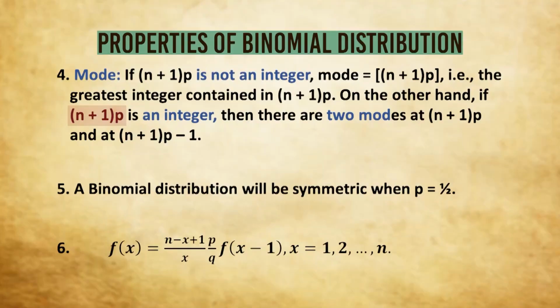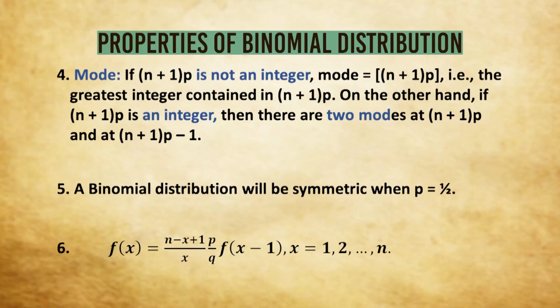The second situation is what? n plus 1 into p is an integer. So in this situation, there will be two modes. That means at two values of x, the probability will be maximum. One is at n plus 1 into p and the other one is at n plus 1 into p minus 1. A binomial distribution may be proved to be symmetric when p is equal to half.